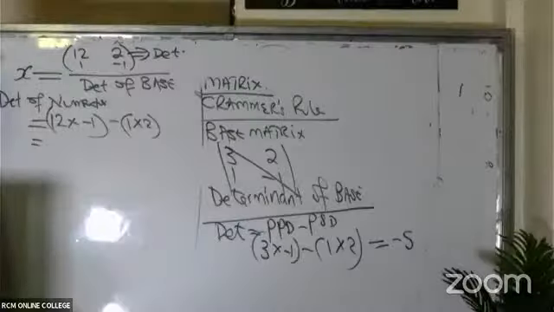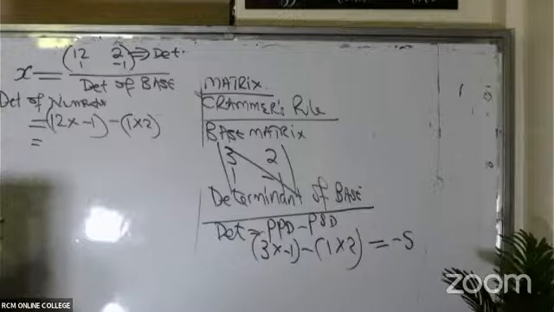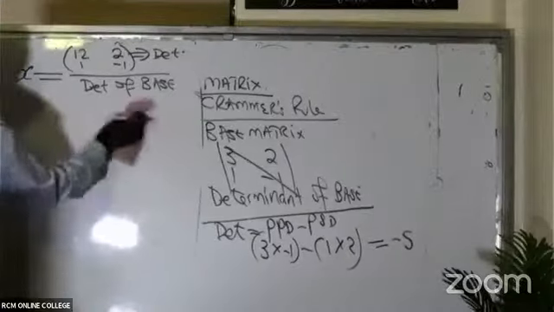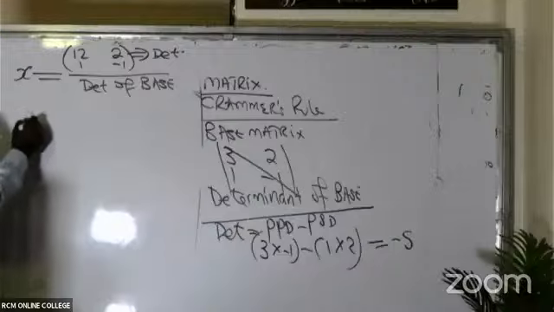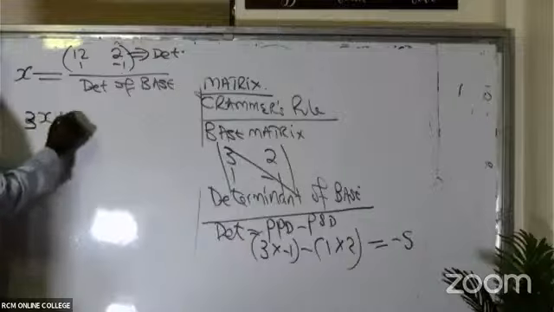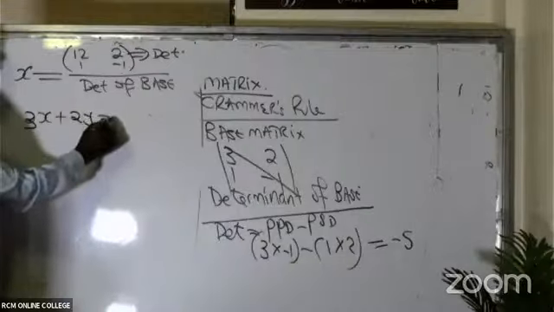Okay. It's unfortunate that I rubbed my equations. Let's get these equations right. So the first equation was 3x plus 2y equals 12. And then the second one was x plus y.